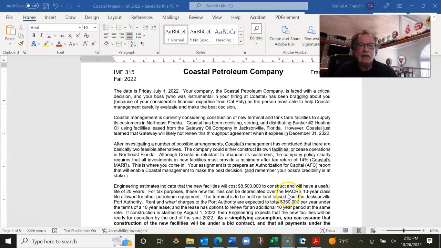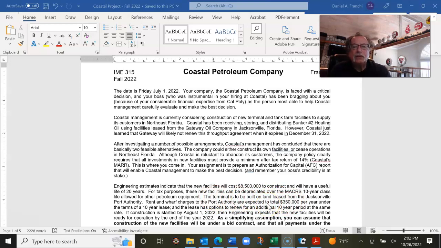Now, MACRS is a depreciation class. You'll learn about it in the next video. The new facilities cost $8.5 million to build. They're going to have rent charges of $350,000. Our period of analysis is 20 years. So basically we have 20 years of $350,000.